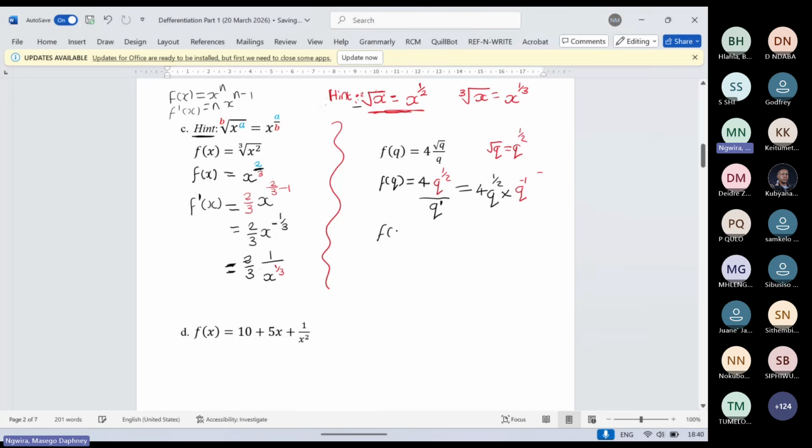So now f of q is going to be equal to 4. And then now we need to multiply q to the power of 1 over 2 times q to the power of -1. When we multiply these two, we add their powers. So let me write it here. This will be 4, then q to the power of half plus minus 1. Yes, plus minus 1.